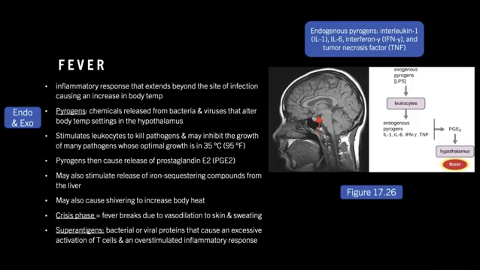And what we need to be careful of is when we are infected with super antigens. These are associated with very high or life-threatening fevers where it's excessive, going to like 42 degrees Celsius or 108 degrees Fahrenheit, because it can cause damage to our tissues and our organs. It activates our T cells excessively and overstimulates that inflammatory response.